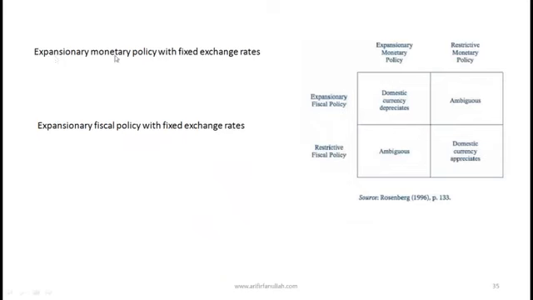Now let's look at expansionary monetary policy with fixed exchange rates. Here again, interest rates go down. When the interest rates go down, the exchange rate falls or the domestic currency depreciates. But what the central bank will try and do here is buy the currency in FX markets in order to maintain the peg, and this buying of currency in the FX markets to some extent offsets the depreciation. But typically the currency will still depreciate.